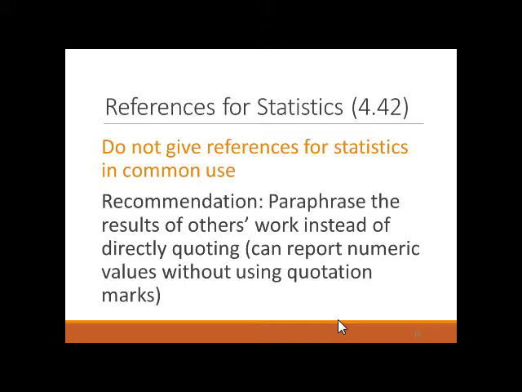Better would be to paraphrase that information, still provide a citation for it as appropriate, but you don't need to have the author's words to say something like, statistically significant differences were found between the groups. You can find other ways of saying the same thing without needing a direct quote. You will need to report the numerical values, and obviously those will be repeated from what the authors say, but you don't have to provide a direct quotation for that information.